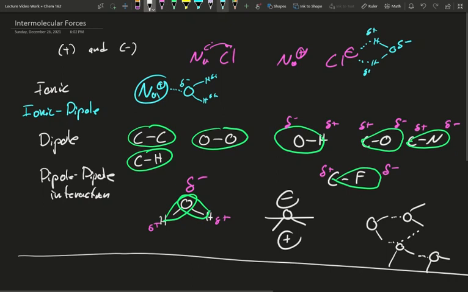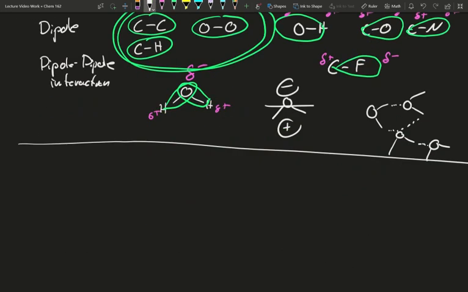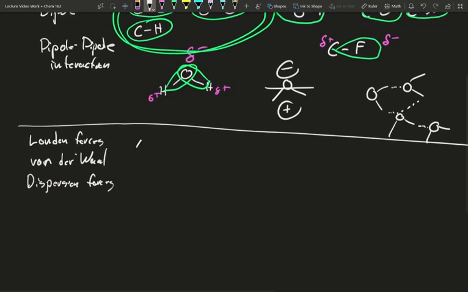So what do we do about the ones that weren't dipoles? This is where our London forces or our van der Waals forces or our dispersion forces all come from. Really different names for the same general idea. This is what happens when you have things that aren't polar. These are non-polar interactions.